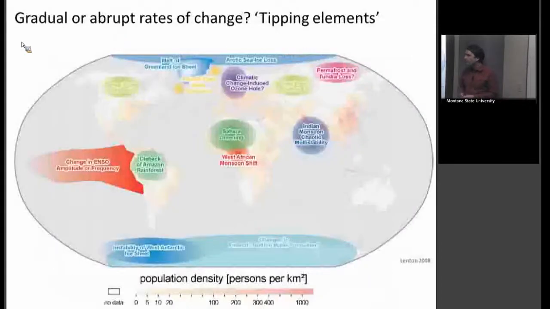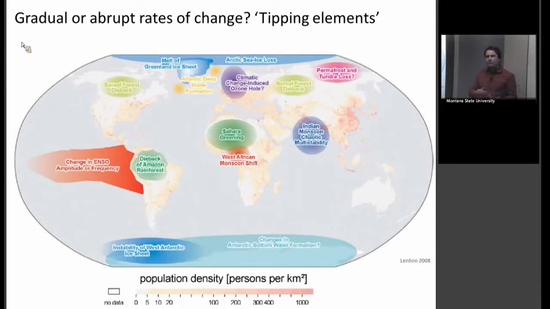So the rates of change in these ecosystems can either take place gradually, so we have gradual migration of ecosystems and species, or gradual dieback of these species. But there's also a field of thought based on paleo records that the changes can take place quite rapidly, so within a decade or up to 50 years.